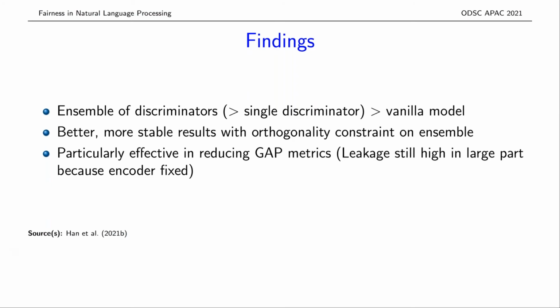So better, more stable. We don't have all of these, or certainly anywhere near as many issues in terms of difficulty of training these models. But yes, there is certainly a bit of an overhead because we now have multiple of these discriminators that we're having to train. The orthogonality constraint doesn't really add anything computationally in terms of the time to train our models.